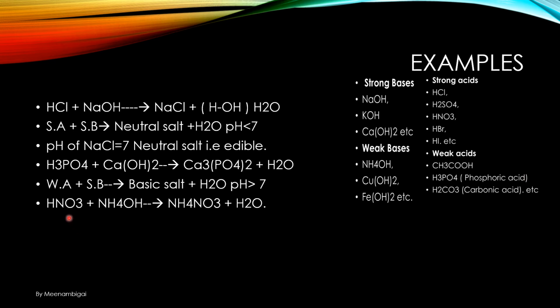Next is HNO3. This is nitric acid, and ammonium hydroxide NH4OH. This is a base. So just check where this base lies. This base is under weak base. HNO3 is under strong acid. So strong acid plus weak base gives acidic salt, which is ammonium nitrate. So what will be the pH range here? This is an acidic salt. So pH will be lesser than 7.